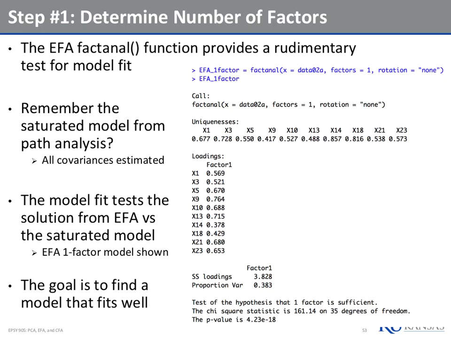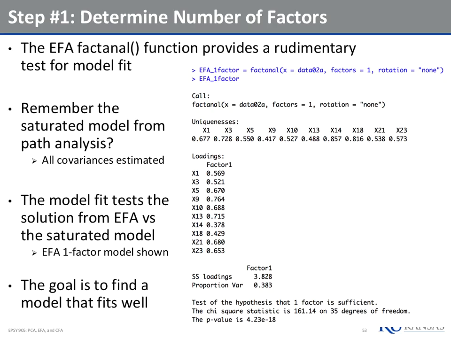But the key in all of this is at the bottom. It gives you this junk about sum of squared loadings. Ignore it. Doesn't matter. This has nothing to do with what we want. What we want is right here. Is one factor enough? It says the test of hypothesis is that one factor is sufficient. The chi-square statistic is 161.14 on 35 degrees of freedom. The p-value is very small. Wouldn't you know it? That's the likelihood ratio test of this model versus the saturated model.